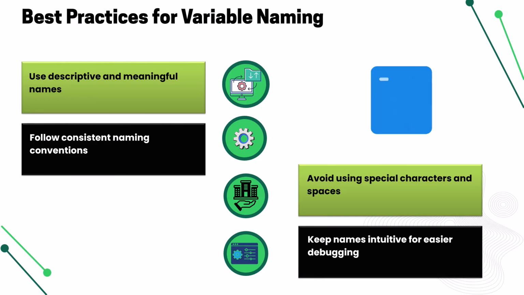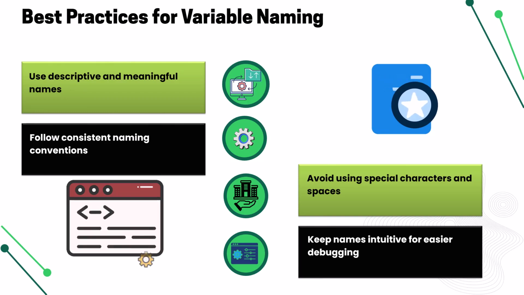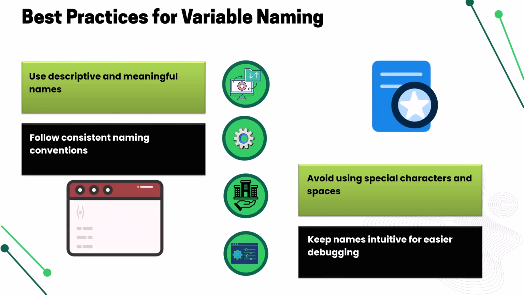Choosing good variable names is like naming your pet. You want something clear, easy to understand, and not confusing. Descriptive names make debugging smoother and keep your playbooks readable. Imagine debugging a playbook where variables are named x1 and var2. Nightmare, right? Keeping names intuitive is your best bet.